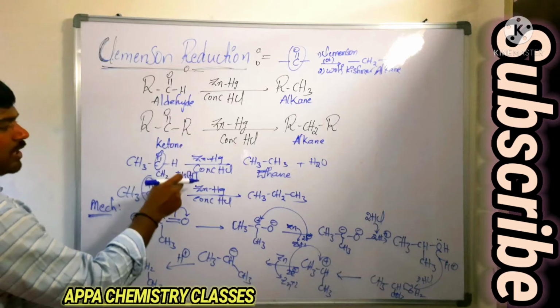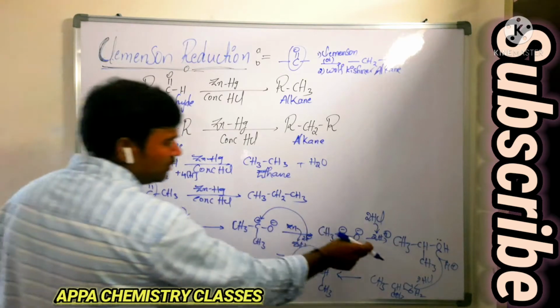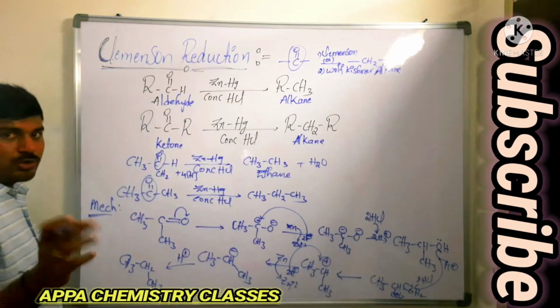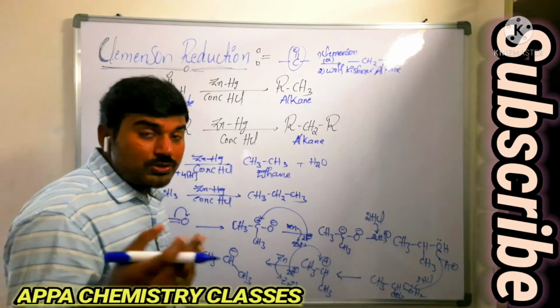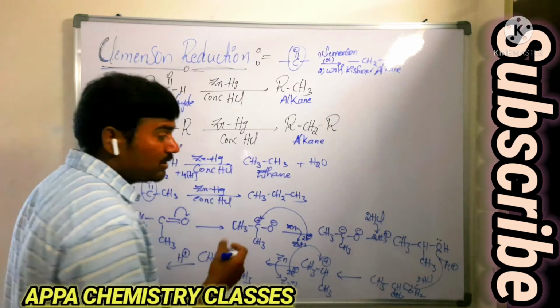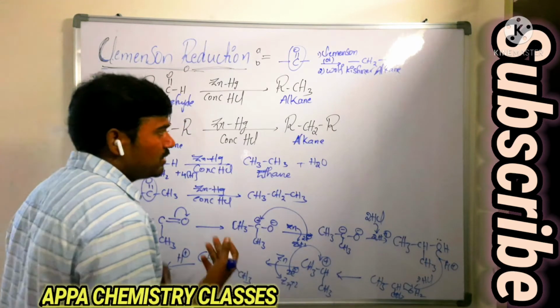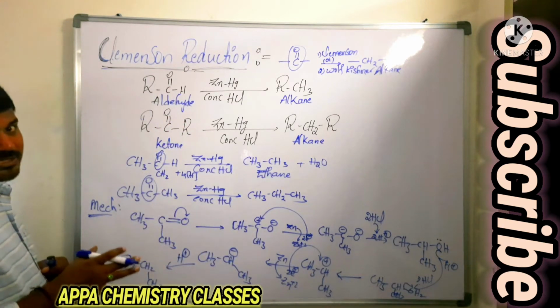So that is 4 nascent hydrogens we are adding. Here 2, here 1, here 1. So total 4. How many moles of electrons are involved? 4 moles. So sometimes they ask questions from the mechanism also. Is that clear? Clemmensen reduction.